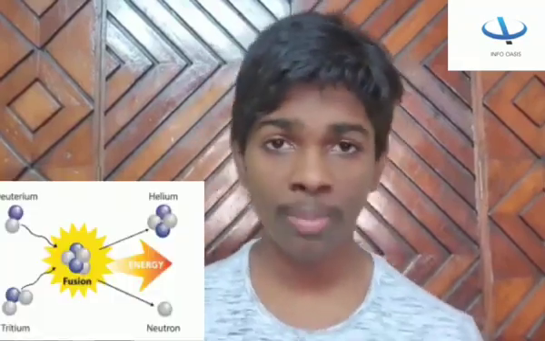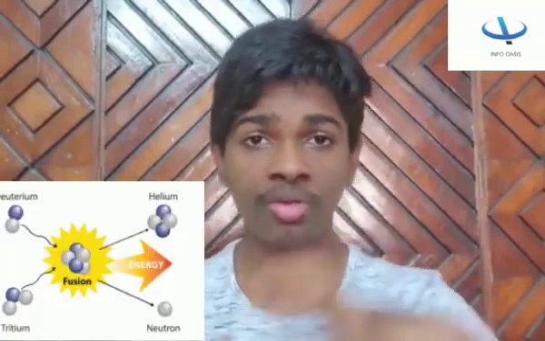So how does the star tackle this? To tackle this, the star uses nuclear fusion reaction. So what exactly is nuclear fusion? Nuclear fusion is the combination of 2 smaller nuclei to form 1 large nucleus. It is completely the opposite.